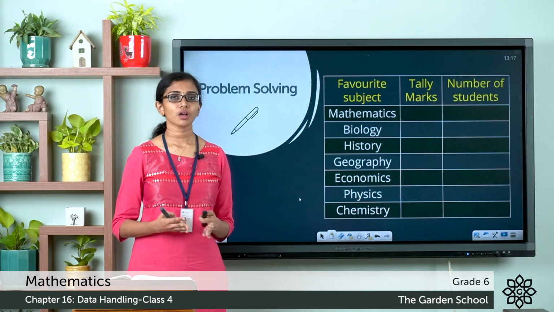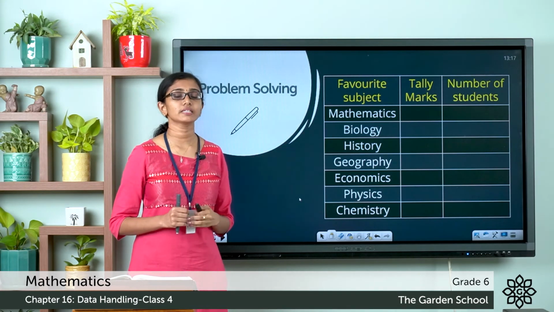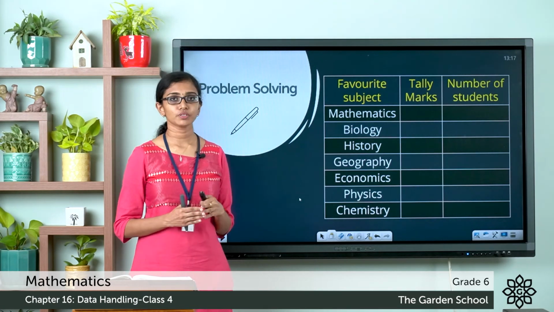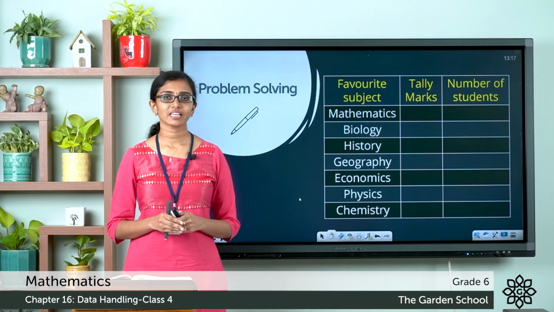Now for the tally marks column, you have to find the frequency of occurring of each subject in the list. Now draw tally marks against each subject and you have to write the number of students accordingly. So I hope this question is clear to you.